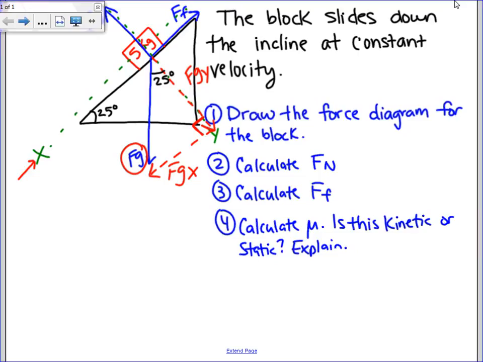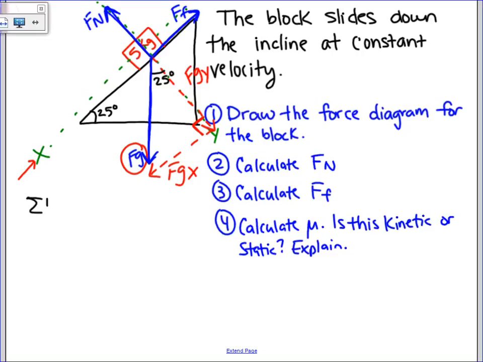Let's review. I've got my force gravity right here, and it's been split into its x and y components. My force normal goes off perpendicular, and then my force friction is parallel to the surface. Like I said, this is the hardest part of this problem. Now that we've got the correct force diagram, let's look at what's happening here.